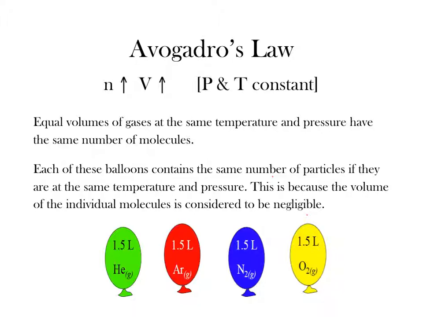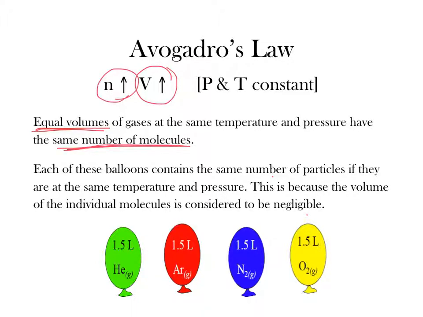Avogadro's law says if the moles of gas increases, then the volume will increase if pressure and temperature are constant. Essentially, it says if you blow up a balloon, the balloon will get bigger because you're putting more gas into it. So his actual statement was that equal volumes of gases, as long as they're at the same temperature and pressure, have the same number of molecules.